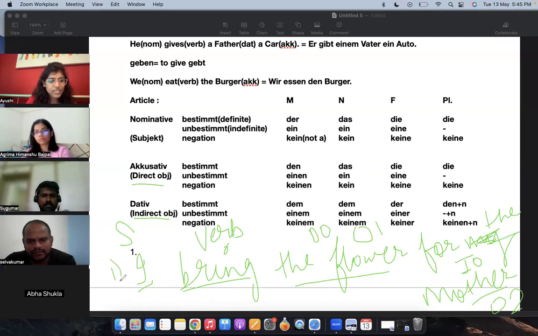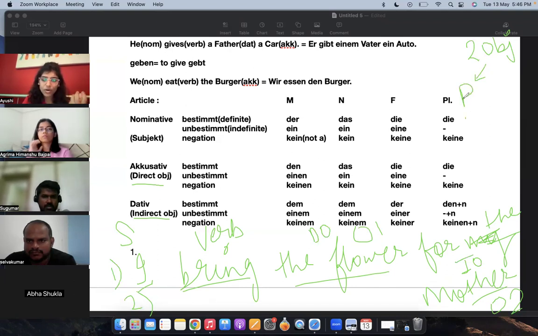Another way of understanding is when you have two objects, then most of the time, maybe 90% of the time, the person, or the receiver, is a dative, and the thing that we have is accusative. Apply this formula in the sentence. So we have flower and mother. Who is the person in these two objects?